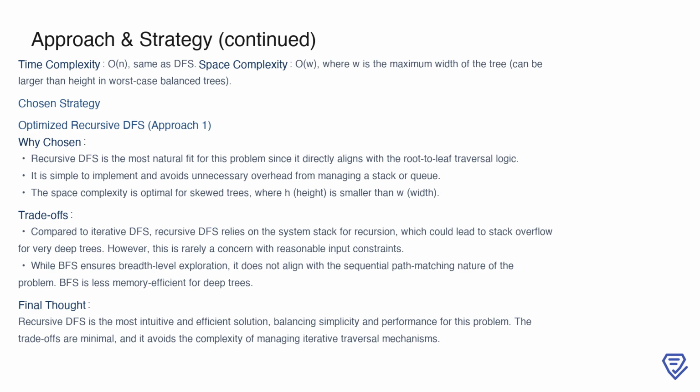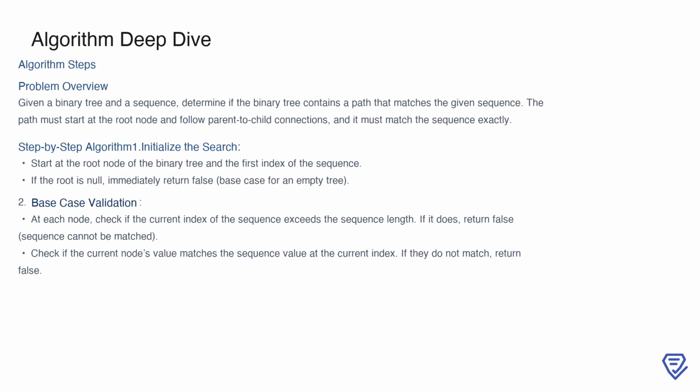To solve this problem, we need to determine if there exists a path in a binary tree that matches a given sequence. The path must begin at the root and follow parent-to-child connections all the way to a leaf node, aligning exactly with the sequence. To break this down, we start by initializing the search. The algorithm begins at the root node of the binary tree and the first index of the sequence.